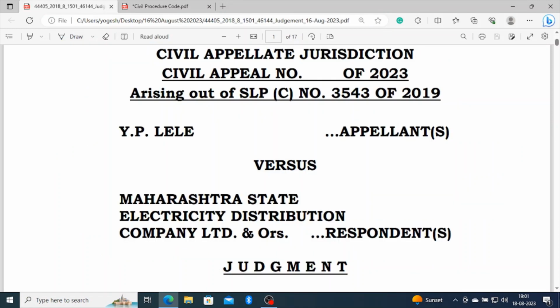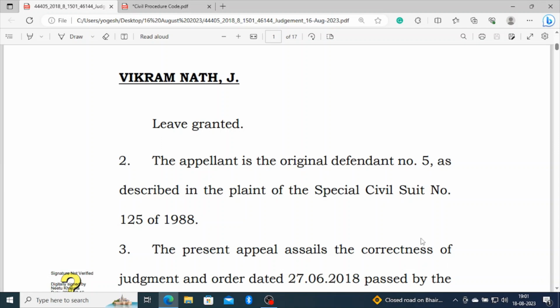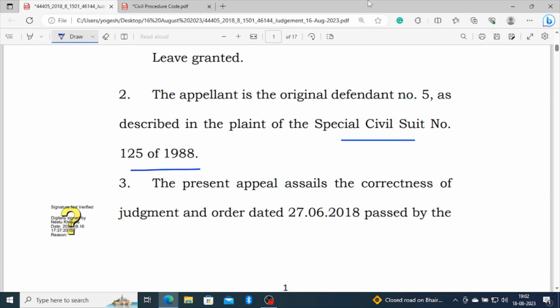Let's see the contents of this judgment. This is the detailed portion of the judgment. The appellant here is the original defendant number 5, described as the plaintiff of special suit 125 of 1988. It means a civil suit was filed in the year 1988, and the appellant in this case was defendant number 5, and the plaintiff was the respondent here in the special leave petition.